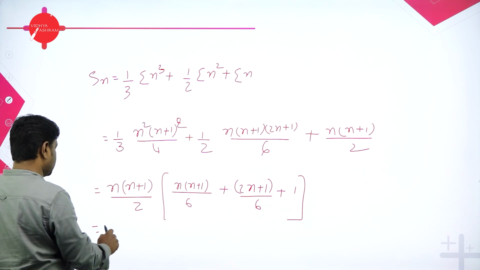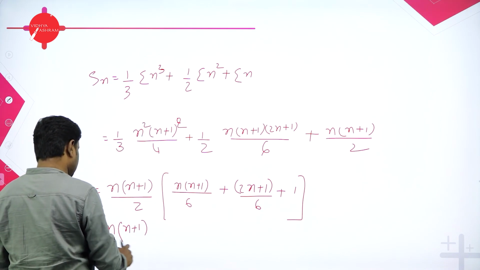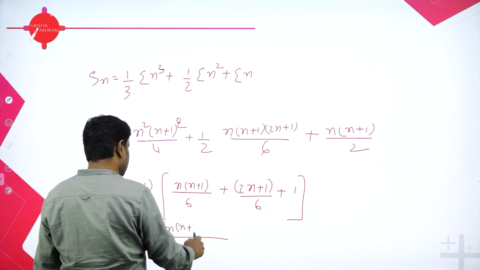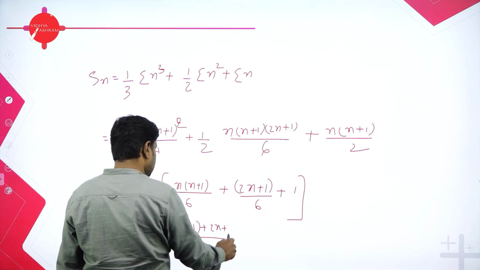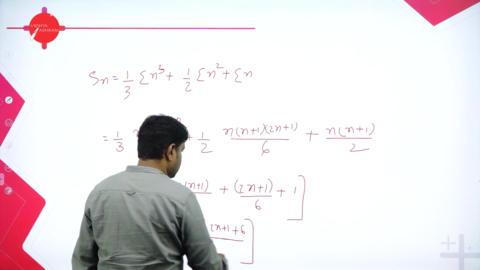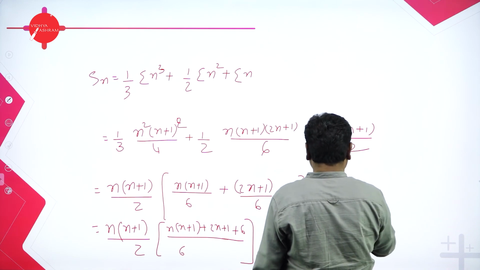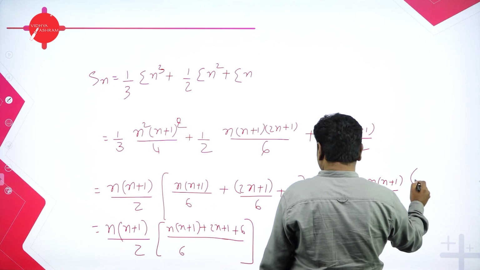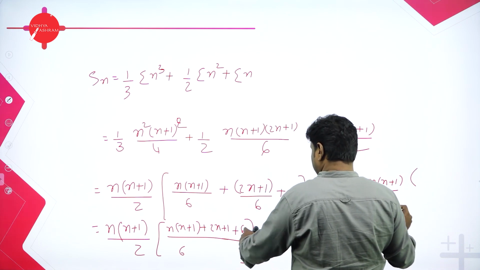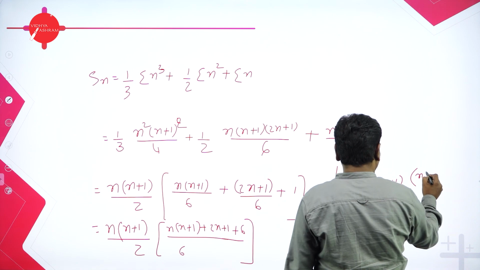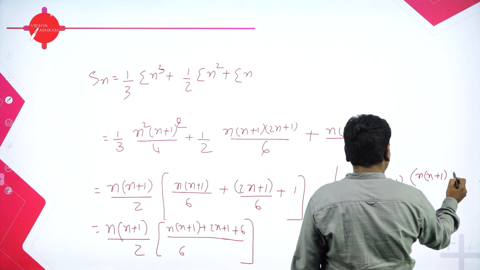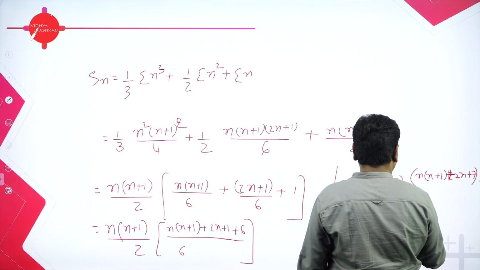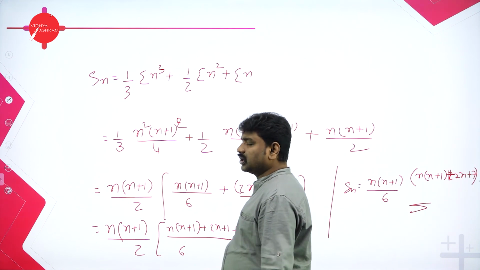Further you can simplify, so it will become n into n plus 1 by 2 into, if you take the LCM, n into n plus 1 plus 2n plus 1 plus 6. Further simplify this: Sn is equal to n into n plus 1 by 6 into, if you simplify this, it will become n into n plus 1 into 2n plus 1 plus 2n plus 7. You can leave it here also. Hope all of you got it.